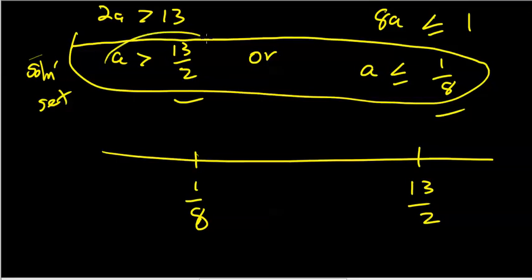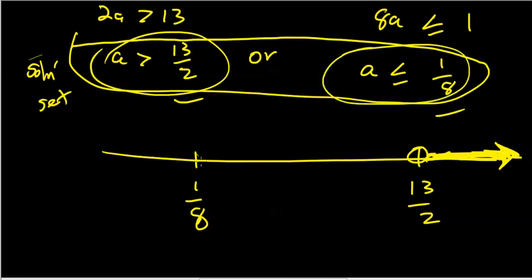Now a is greater than 13/2. Well, greater than means to the right of. Notice that's a strict inequality. So I shade in everything to the right with an open circle at 13/2. Now how about less than or equal to 1/8? Well, because equality is included in that branch, I'll say closed circle at 1/8, and again less than means left of, so shade in everything to the left of positive 1/8.